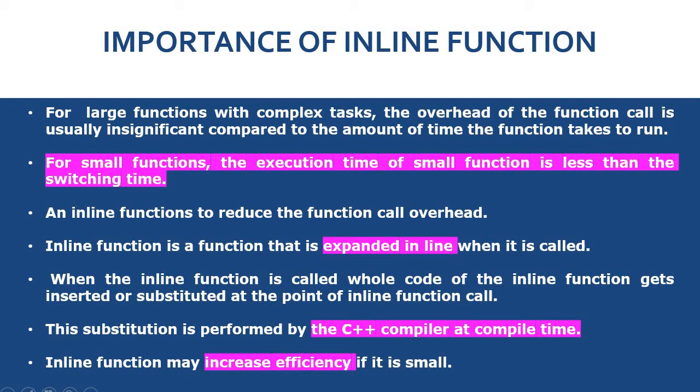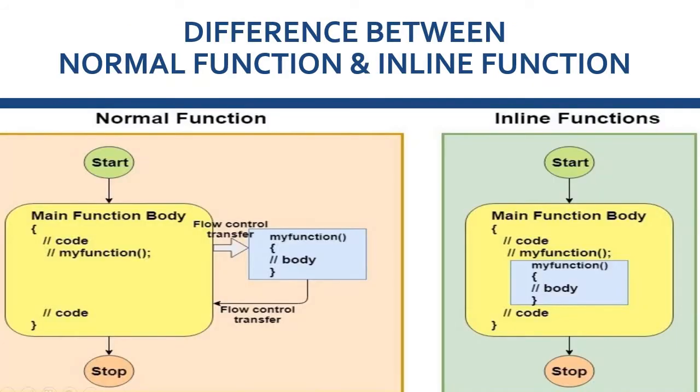So why is it so important? For large functions with complex tasks, the shifting time between these two functions is very small when compared to the execution time of the function. That means if we have a large number of complex tasks inside my function, then having this shifting time is not a problem. That is, the execution time of the function should be more than the shifting time.